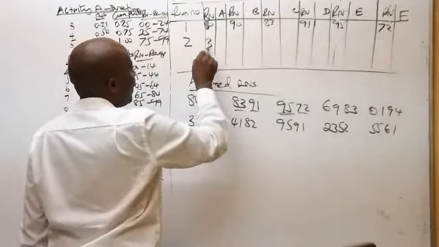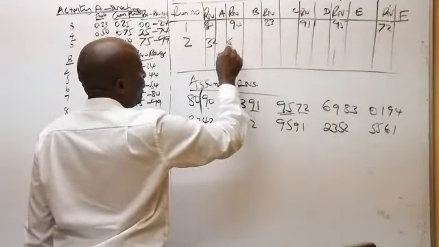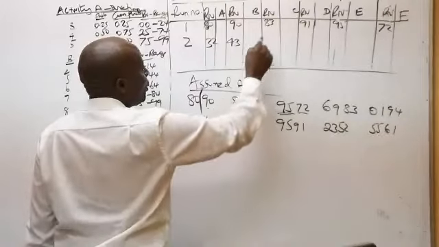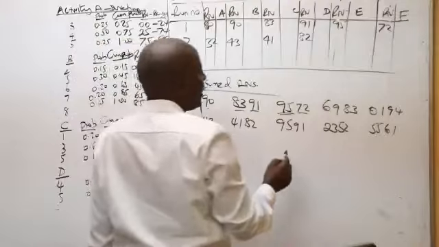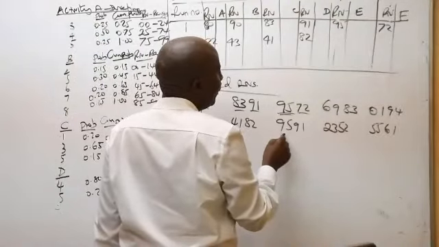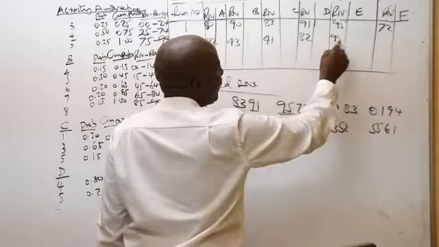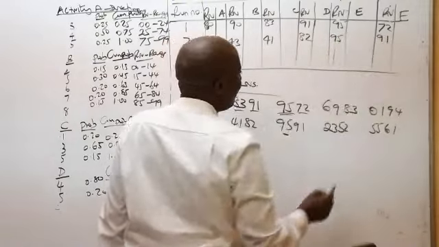And then we go to run number 2. Run number 2, we have 32, we have 43 here, we have 41 here, we have 82 there, we have 95, 91.